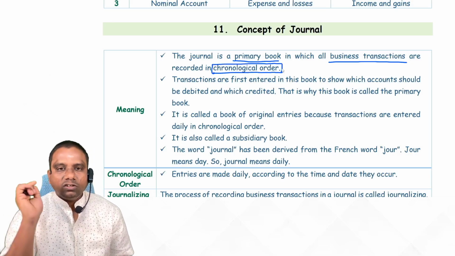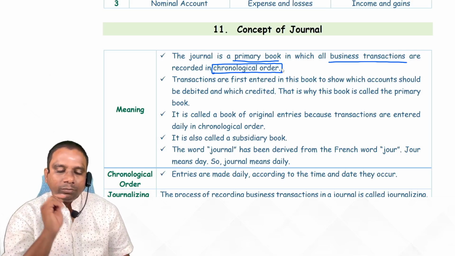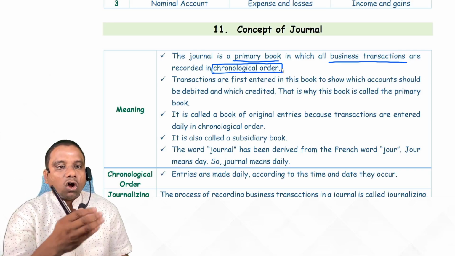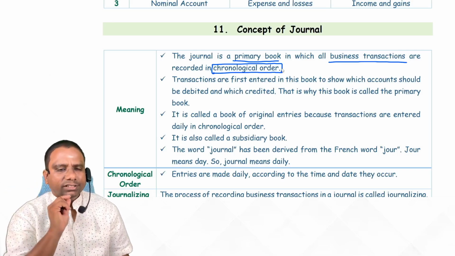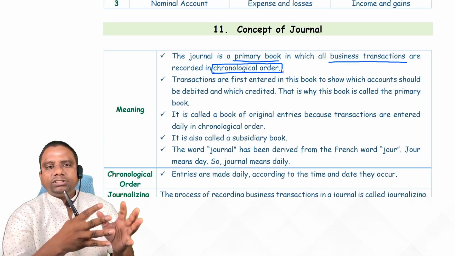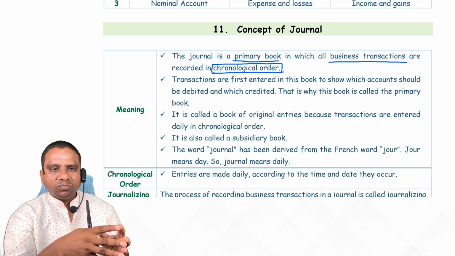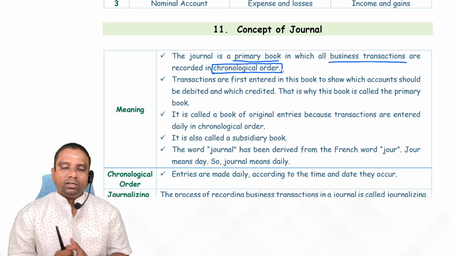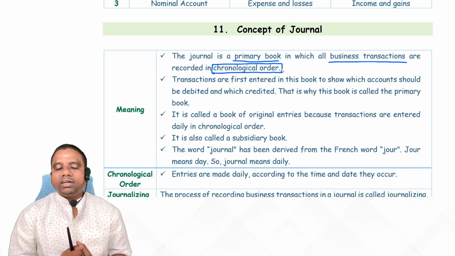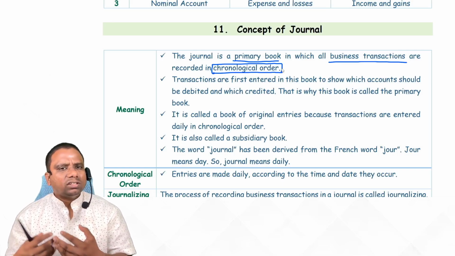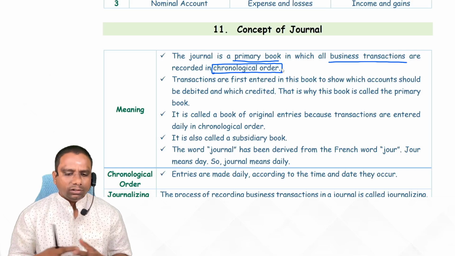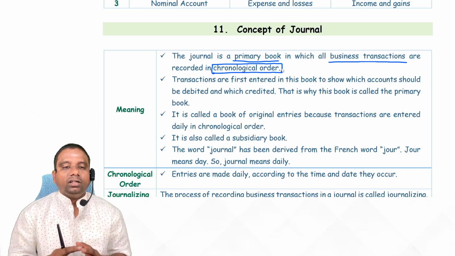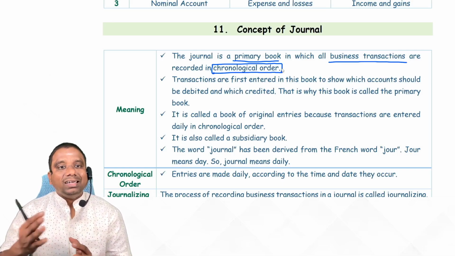What is the meaning of chronological order? It means transactions are recorded in the journal on a daily, timely basis. Suppose today is 1st January 2025. Whatever transactions happened in the business today, first I have to make a record. Tomorrow, 2nd January 2025, whatever transactions happen in the business, we have to make a record. So in the journal we record the transactions on a daily basis.